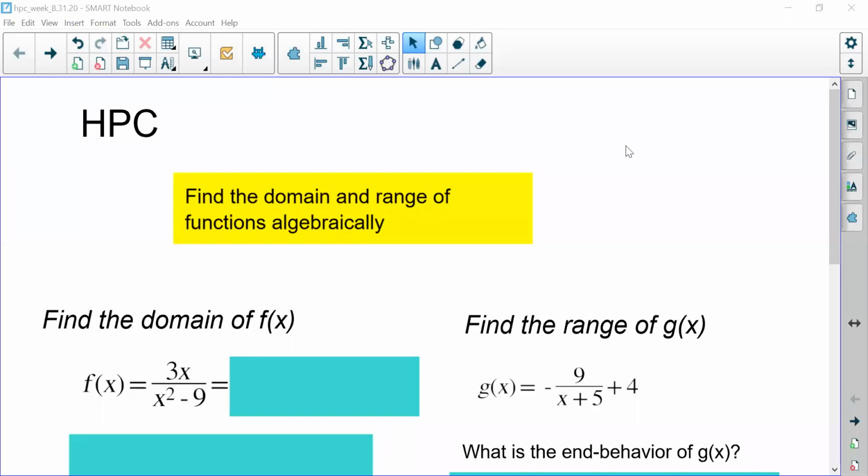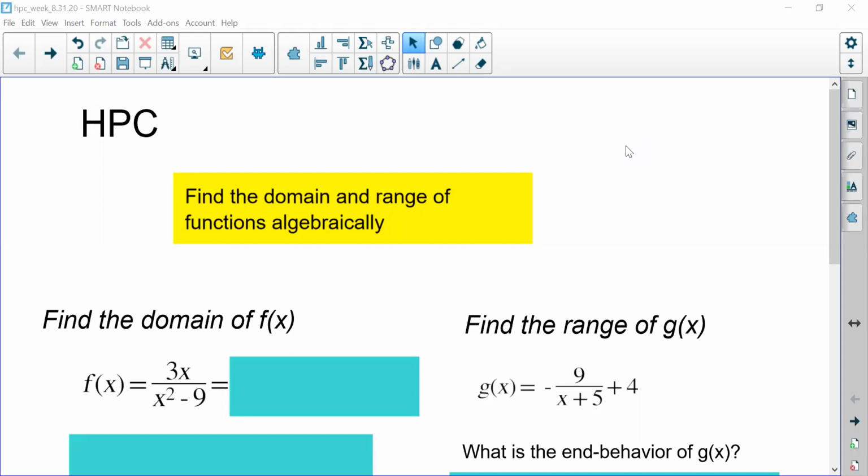Hello, everybody. So we are continuing with our first learning target for this chapter, which is finding the domain and the range. We're in the middle of a tough one, which is finding those things algebraically. Remember, there's two basic rules. You can't take the square root of a negative, and you cannot divide by 0. Those are real strong guidelines in finding the domain.